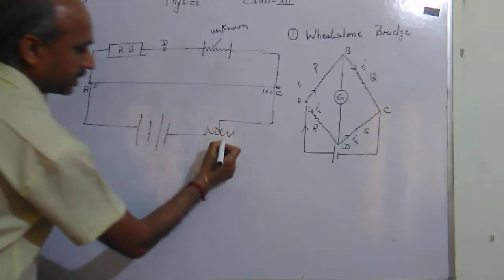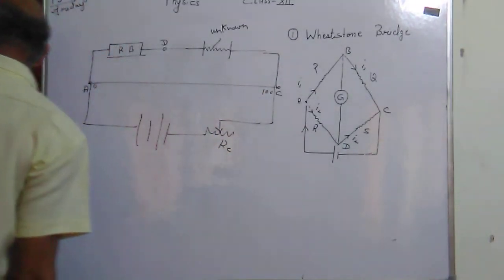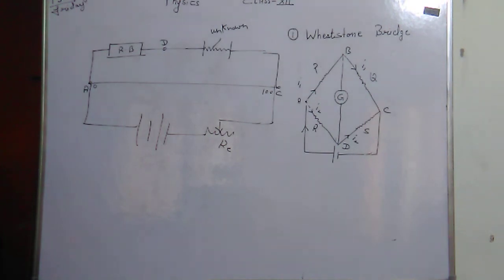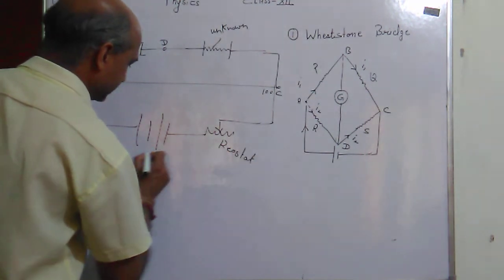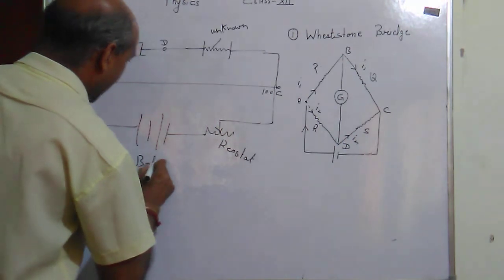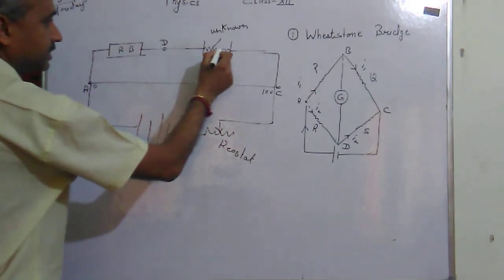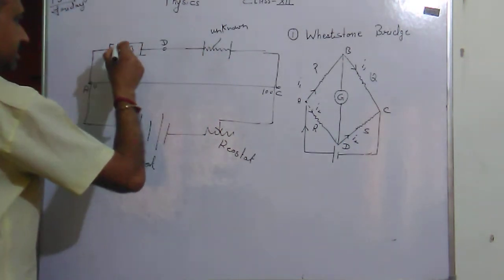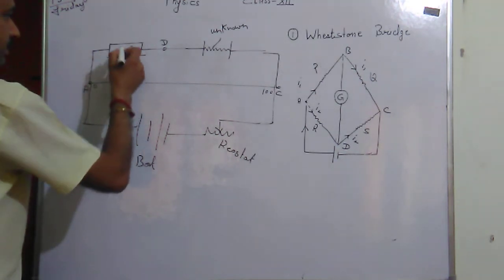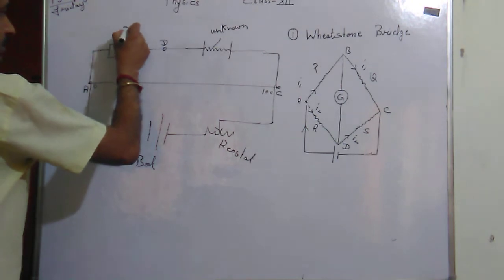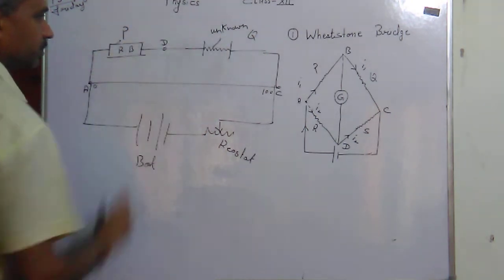Okay, ये क्या है? आपका rheostat है. Okay, this is called the rheostat, and this is the battery. And this is the resistance box, and this is the unknown resistance. Say this unknown resistance का भी कुछ इसका नाम रख देते हैं. Say it is P and it is Q.